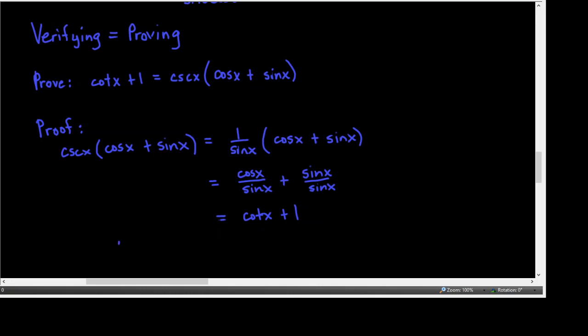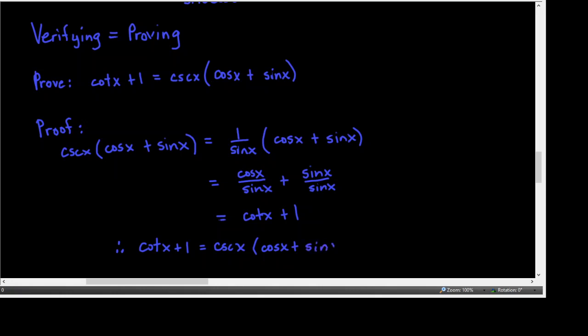So then the conclusion is, therefore, that's what those 3 dots in a triangle mean in a mathematical way. Therefore, we've just proven that the cotangent of x plus 1 really is equal to the cosecant of x times cosine of x plus sine of x.